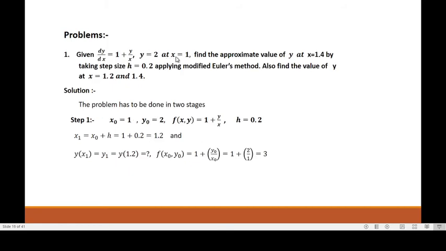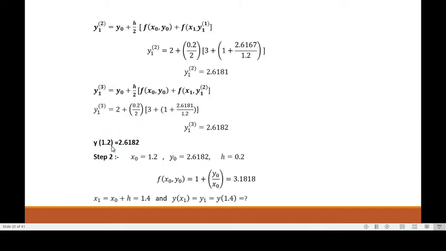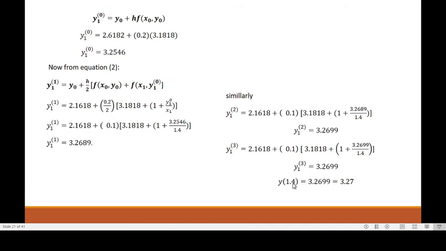Initially, we consider this as an initial value and calculate y at 1.2. In the next step, we consider 1.2 and 2.6182 as the initial values and calculate y at 1.4. Therefore, we are calculating the y values at two stages. Since they have given the step size, we have to calculate y at two stages.